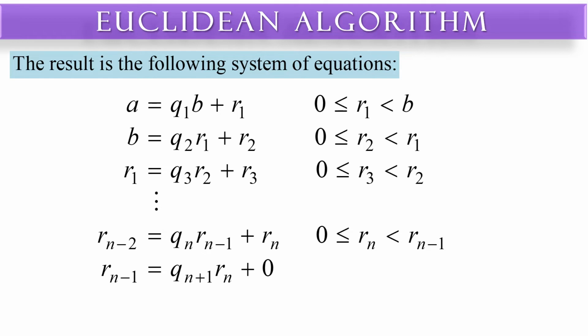We're going to continue until the remainder is 0. So let's say R(n-2) = Qn R(n-1) + Rn, where Rn is greater than or equal to 0 but less than R(n-1). Last is R(n-1) = Q(n+1) Rn + 0. It says that the last non-zero remainder is the GCD, or greatest common divisor.